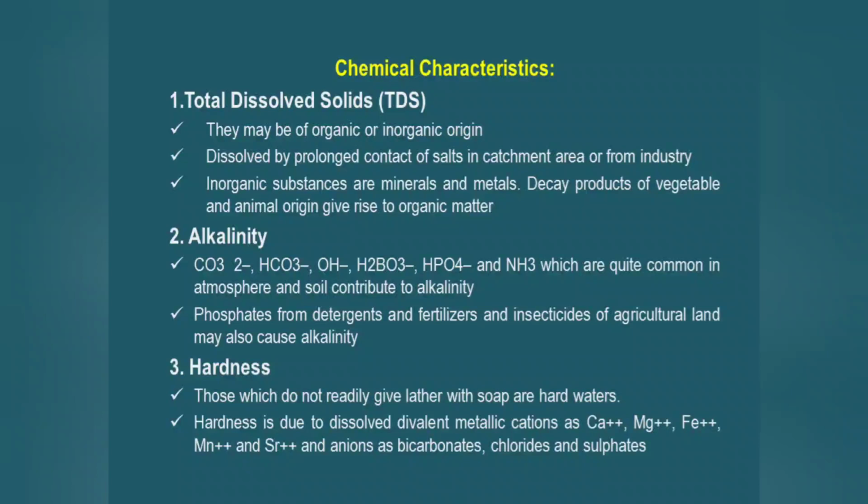Phosphates from detergents and fertilizers and insecticides of agricultural land may also cause alkalinity. The industrial effluents and sewage also cause the wastewater's alkalinity. And the third one is hardness.